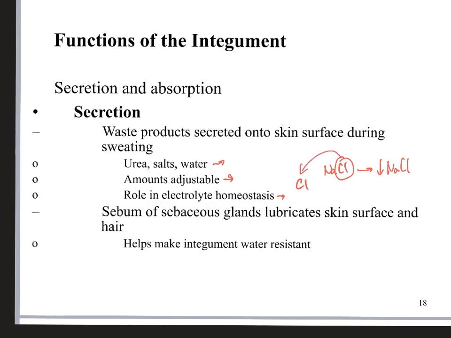All right. Another secretion that's produced is sebum from sebaceous glands found in the dermis. This lubricates the skin surface and hair, right? And this is important: it helps make the integument water resistant. That lipid, that kind of oily secretion, allows for water resistance. So we have a barrier between in and out, and water stays in the body and also stays out.